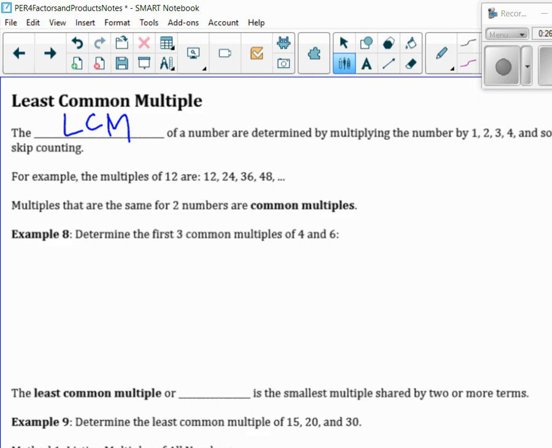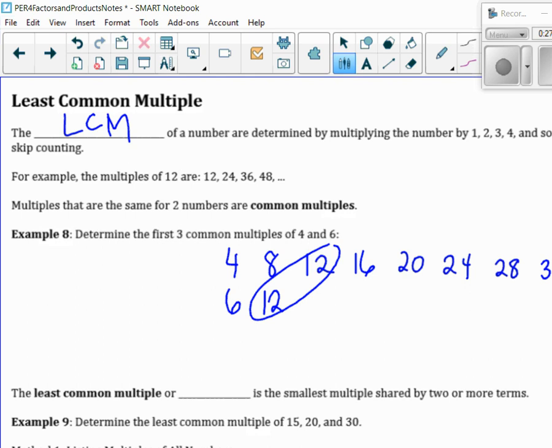So again, the grade 7 way was going 4, 8, 12, 16. Do you see I'm going 4 times 1, 4 times 2, 4 times 3, 4 times 4, 20, 24. You see what I'm doing? That's 28, 32, 36. And now I'm going to do multiples of 6. 6, 12. Do you see now I've already found the lowest? That's the least common multiple, right?